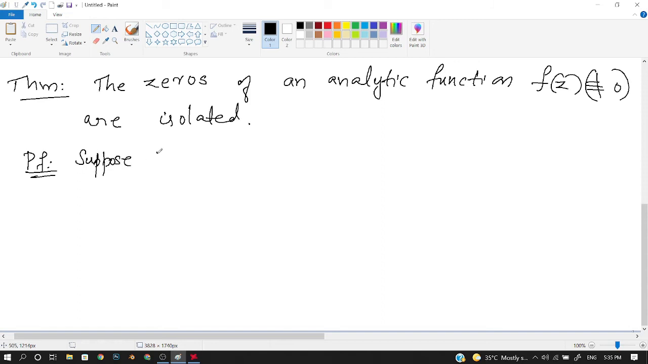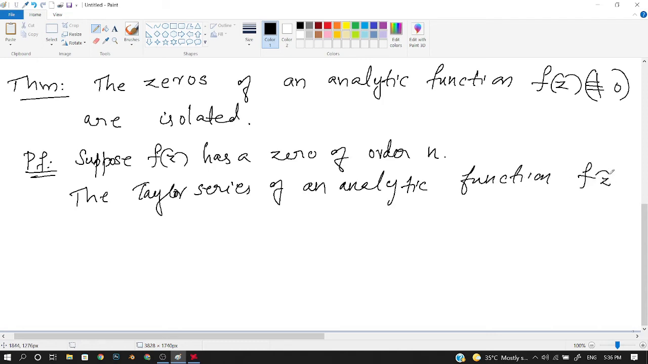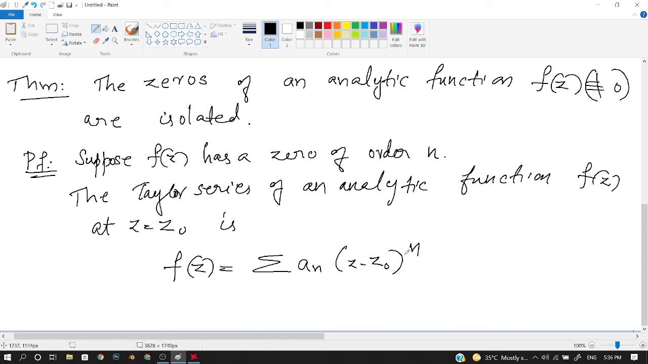Suppose f of z has a zero of order n. The Taylor series of an analytic function f of z at z equal to z naught is f of z equal to sigma a n into z minus z naught whole raised to n, where n varies from 0 to infinity.